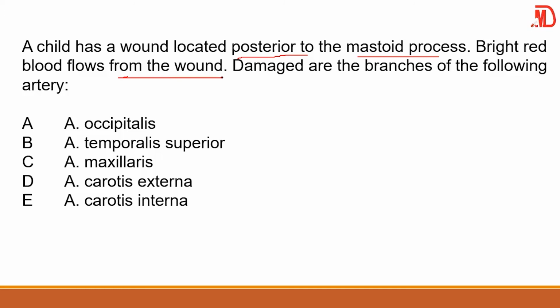But technically, blood that is coming from the arterial side is always bright red. And the ones that come from the venous side are a little bit what? Dark.